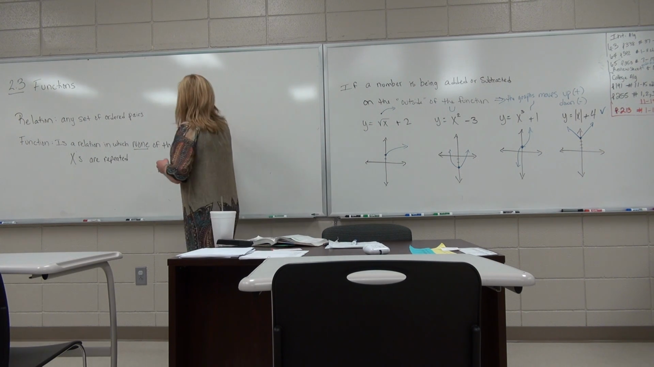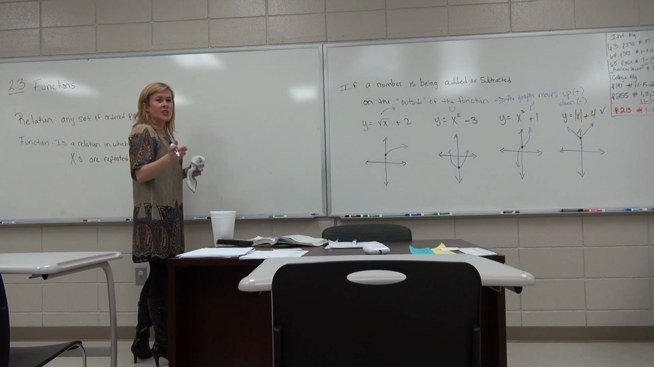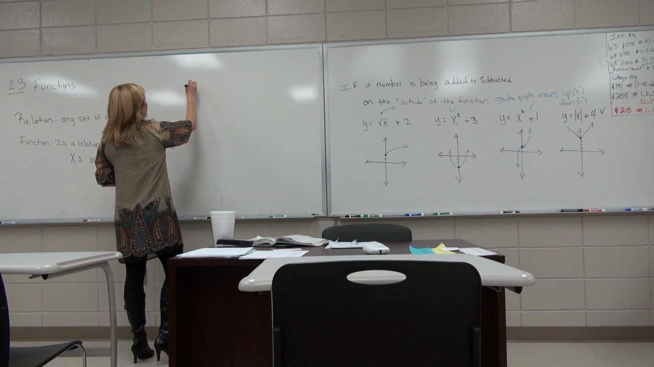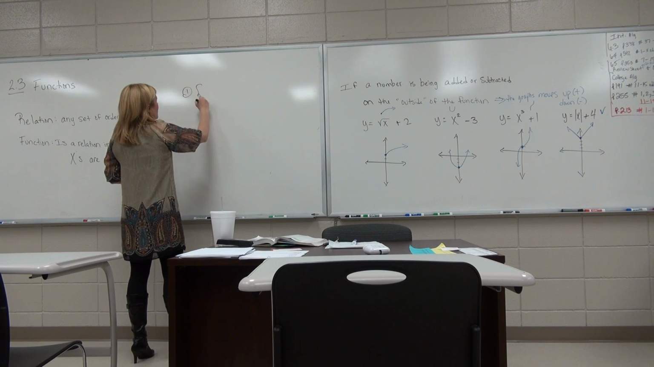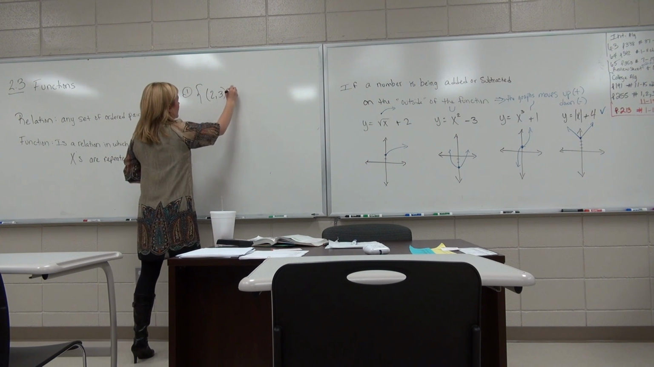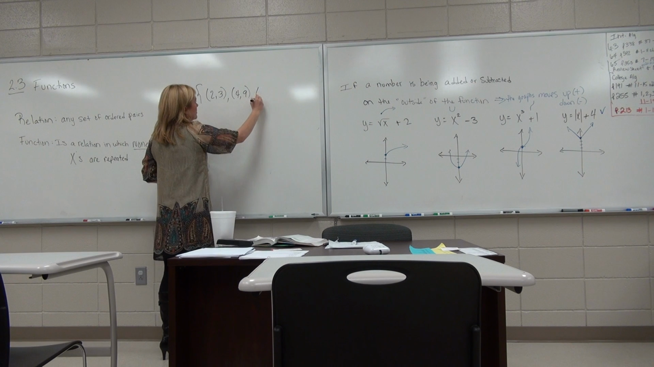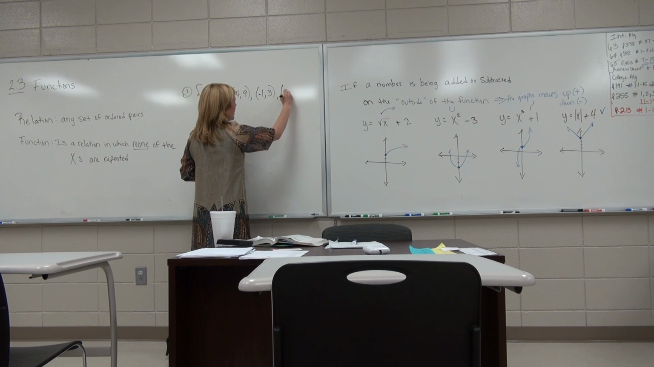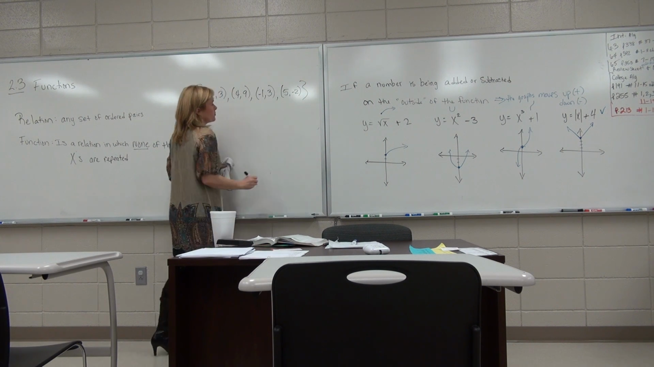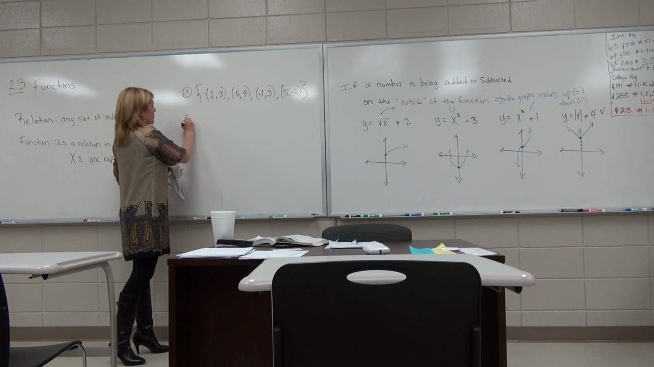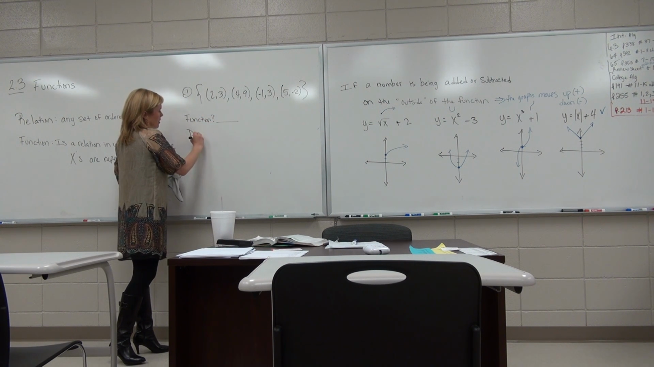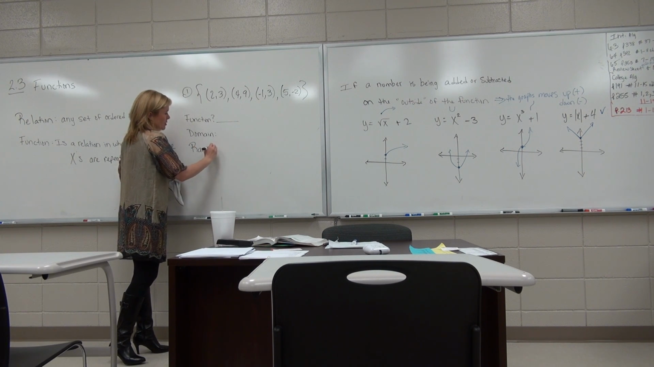Okay? So let's look at this. Pretty much what we're going to do in this section is a yes or no, and we're going to state the domain on most of them. So number 1, let's say I have the relation (2, 3), (4, 9), (-1, 3), and (5, -2). We're going to talk about whether it's a function, the domain, and the range.